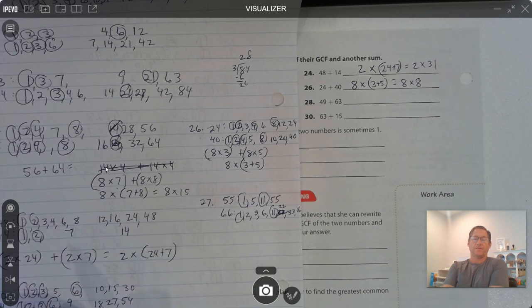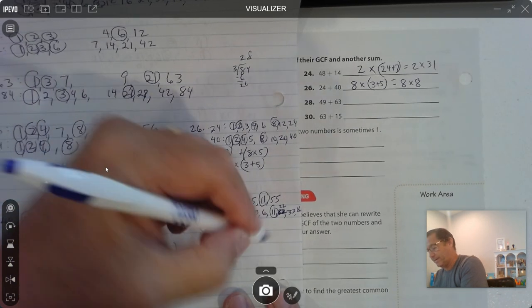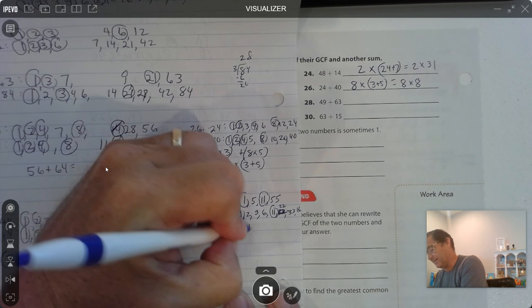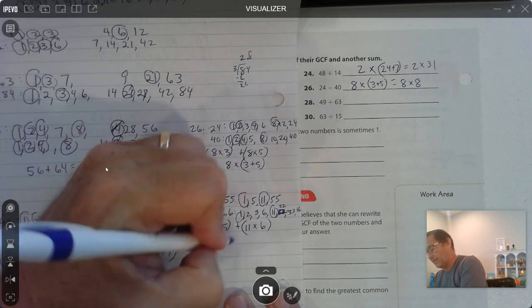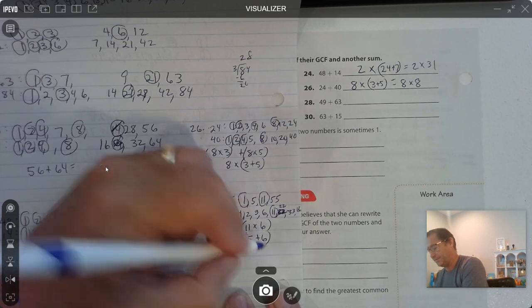All right, so the greatest common factor of 55 and 66 is 11. So we can rewrite 55 as 11 times 5, and we rewrite 66 as 11 times 6, which is the same as saying 11 times the sum of 5 plus 6.